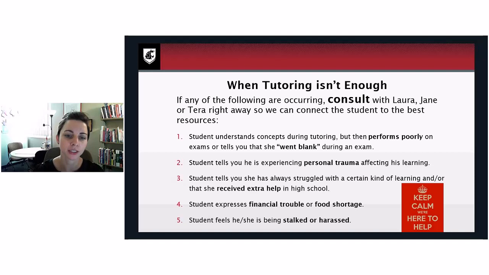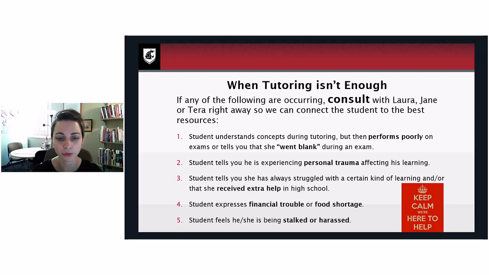So when tutoring isn't enough, in any of these situations, or any other situation that we don't mention here where you might feel uncomfortable or not sure what to do, always consult with either Laura Winterstein, Jane, or me. And don't delay. Do it right away, right after the session, so that we know that we have connected that student with any resources they may need.